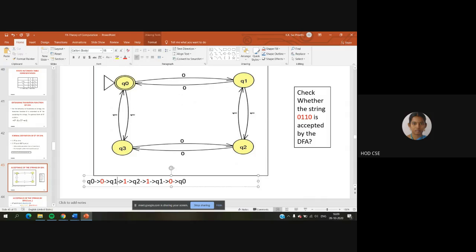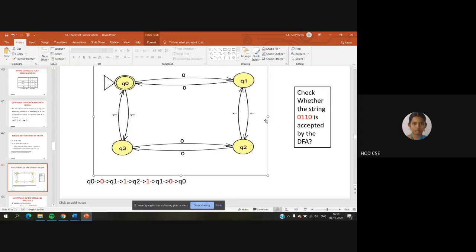So I stand in the state Q1. From there, I have to read the symbol 1. From Q1, by reading 1, where am I going? Q2. From Q2, by reading the third symbol 1, where am I going? Again in the state Q1.